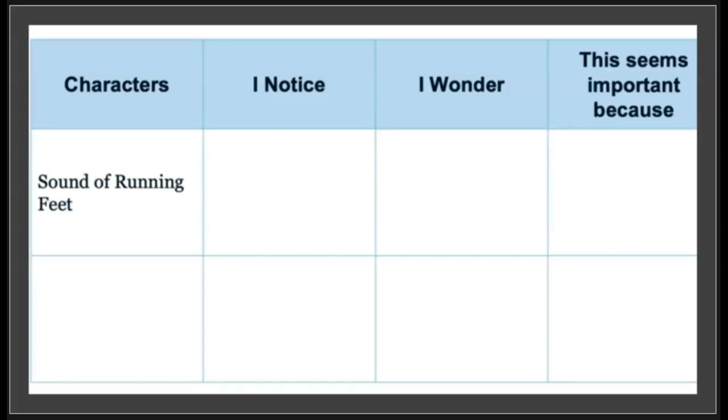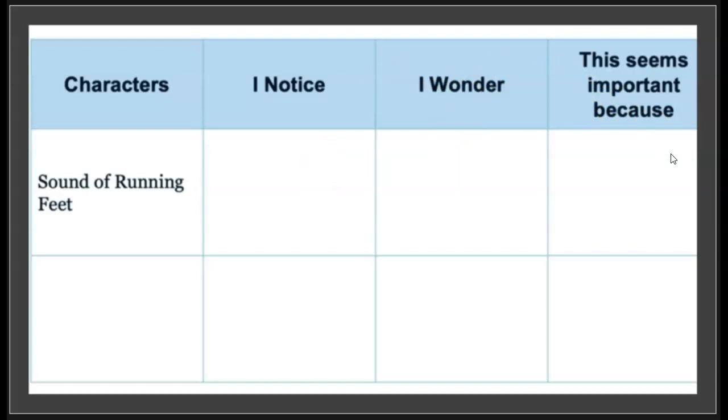So we're going to really focus our notice and wonder charts on our characters now. So what did you notice about Sound of Running Feet and wonder about her? So let's record our thinking. In your Instinct Journal, you're going to find this chart. So we have in the first column, characters. Second column is I notice. Third is I wonder. And then finally, this seems important because.